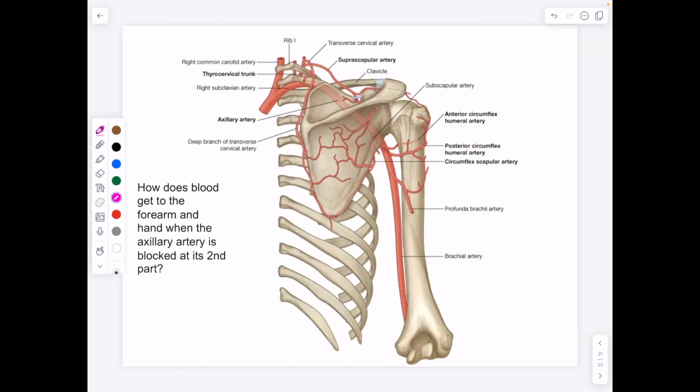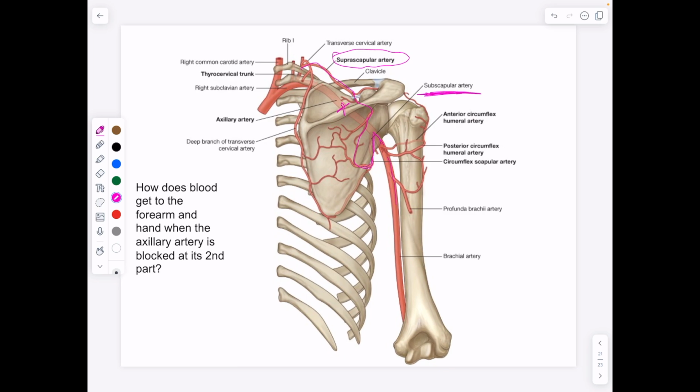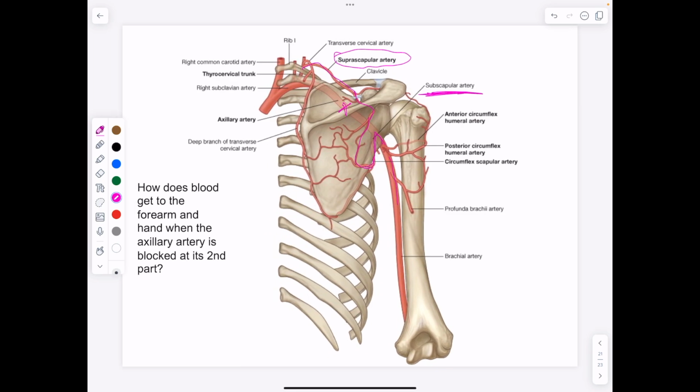All right, and then this is what happens if we're blocked on the second part of the axillary artery. Well, you can use the subscapular artery, and we know that can come around here and get back to the axillary artery. So the suprascapular artery will eventually connect to the subscapular artery, which connects back to the axillary artery. So there's multiple ways to get back to the axillary artery.